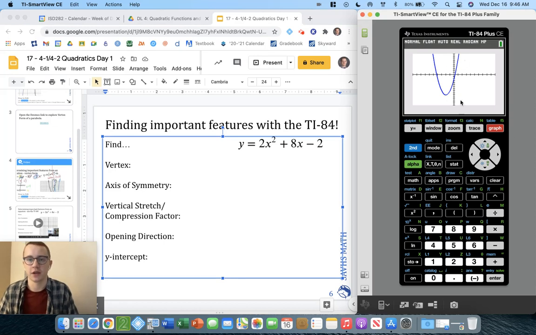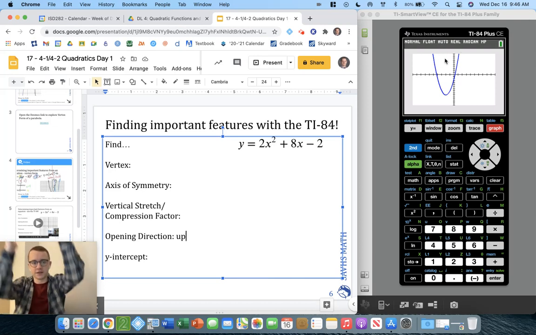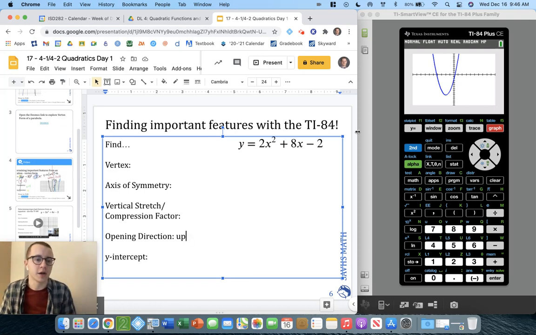We have a nice looking parabola. We can see a lot of the features already. So what is the opening direction? Well, we can say that the opening direction is up. And the reason that I know that is because it looks like a cup and I can pour the liquid into it. You know what I'm saying? So the opening of the parabola is to the up side of the graph. Okay.